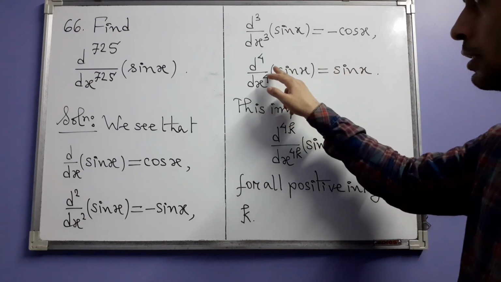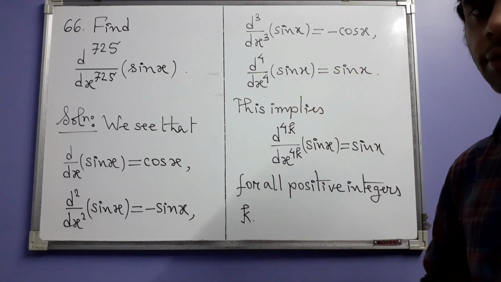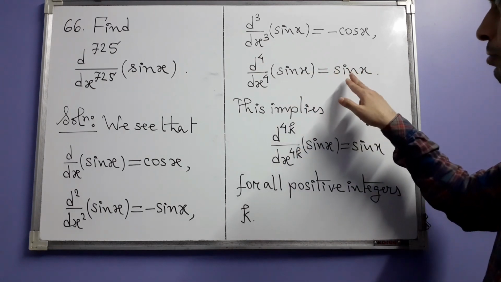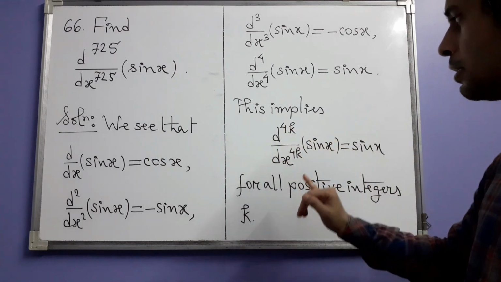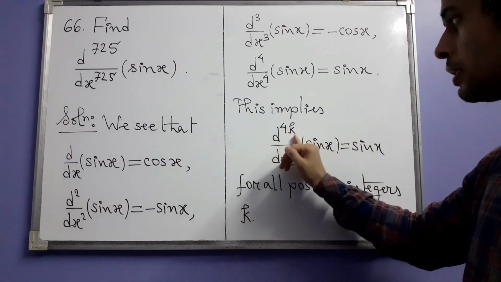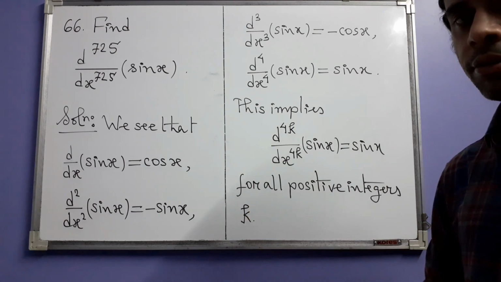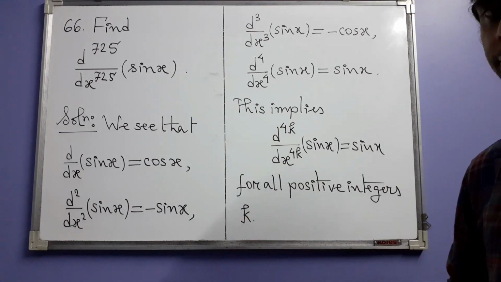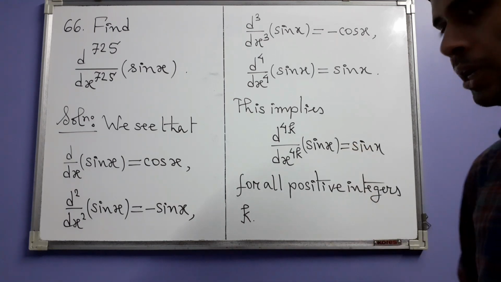That means differentiating sin x 4 times has no effect on the function. You get the function back. This implies that differentiating sin x any 4k times, where k is any positive integer, also won't have any effect. Any effect means it won't change sin x. We will get sin x back.